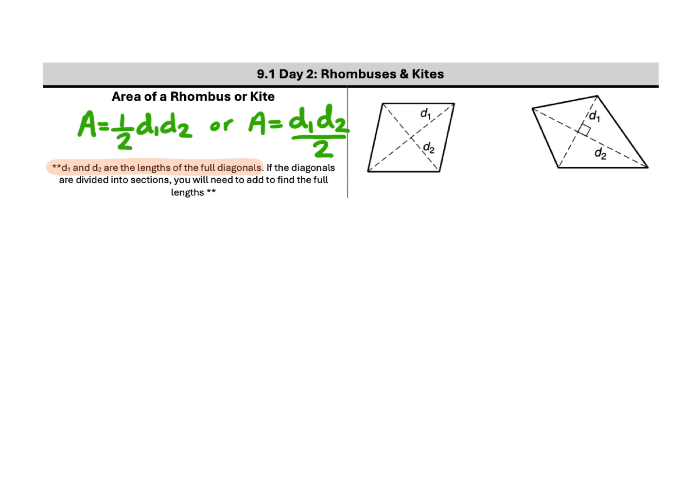So in our picture here, the first shape is a rhombus, and the lengths of the diagonals, d1 would be all the way across, and d2 is all the way across the other way. Similarly, in the kite, d1 is one of the full diagonals, and d2 is the other. So now that we have our formulas down, let's go ahead and look at a couple examples involving finding measurements of rhombuses and kites.